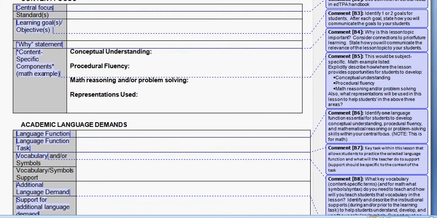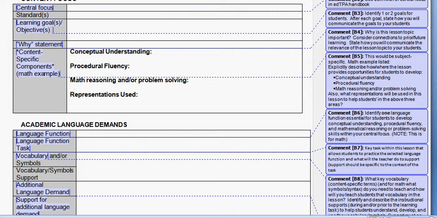Okay, next up in the template is a why statement. This is a newer addition to this template, but it really is important for you to be thinking about why you would be teaching what you're teaching. So as I said in the comment here, what is the lesson topic? Why is this lesson topic important? And so you want to consider connections to prior and future learning.